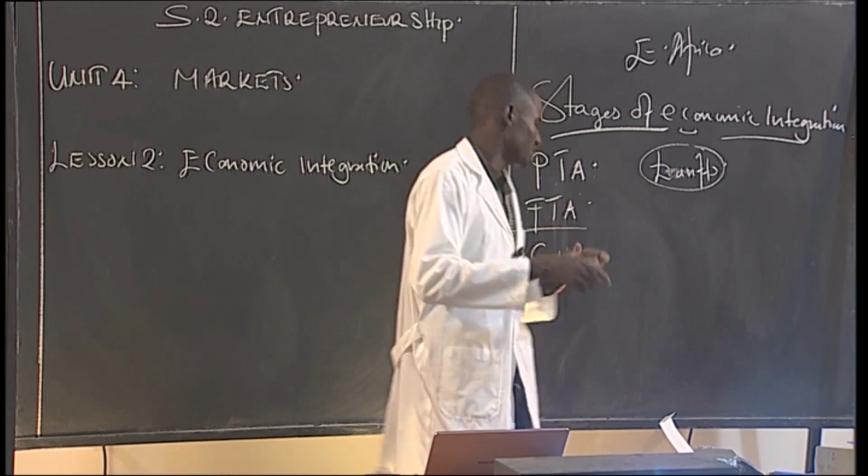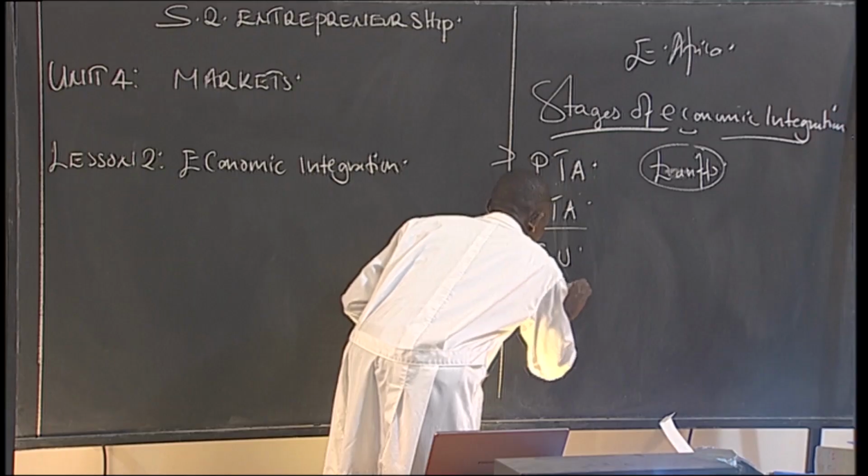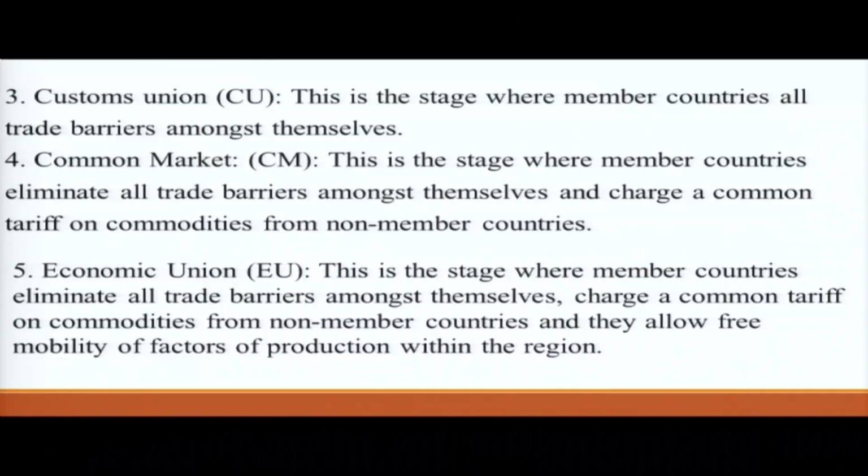Then number 4, common market is another stage. Common market, we say it is CM, whereby this is the stage where member countries eliminate all the trade barriers among themselves and charge common tariffs on other commodities from non-member countries. That is another stage of economic integration.